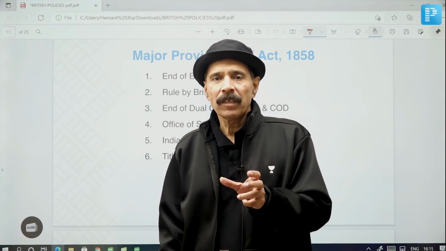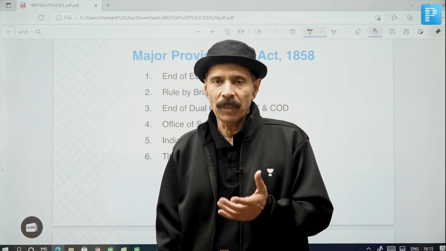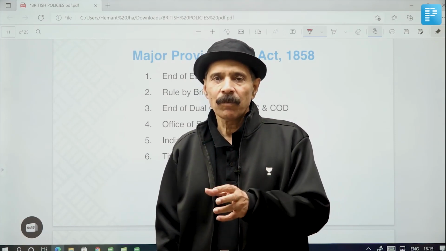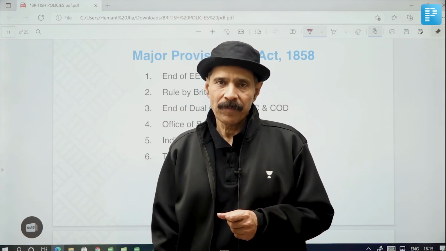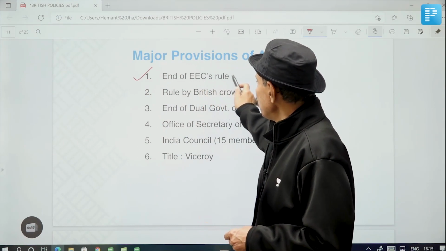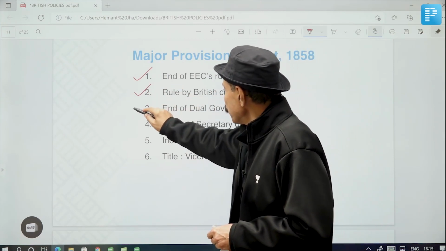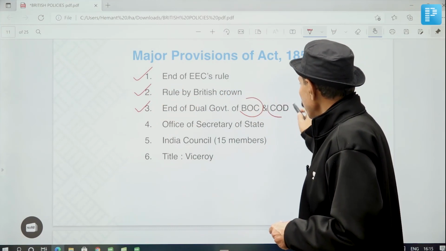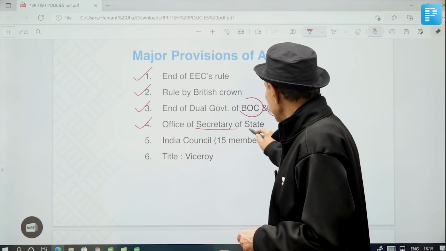The dual government under company, that was the government by Court of Directors and government by Board of Control, was abolished. And their powers were vested in a new office created, that was Secretary of State. Take a look. First point, end of East India Company's rule. Second, beginning of the rule by British Crown. Third, end of the dual government of Board of Control and Court of Directors. Four, a new office created, Secretary of State.